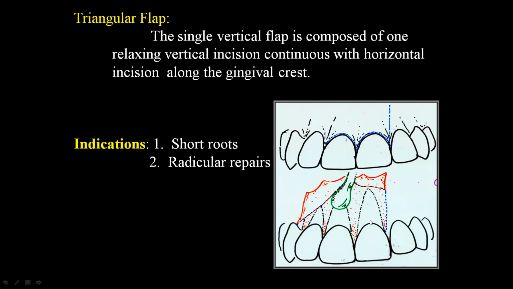And radicular repairs, any perforation like that, you can do with a triangular flap. No need to cut on the other side. If you cut on the other side, it changes into a rectangular flap. These are the triangular flap: one horizontal incision and one vertical incision.